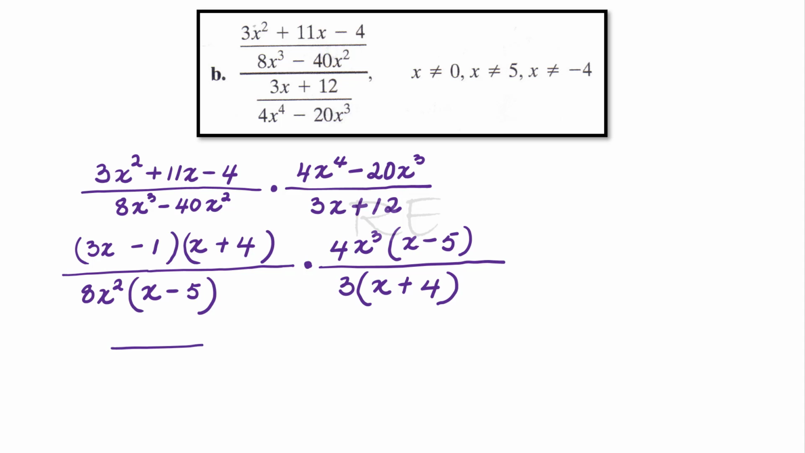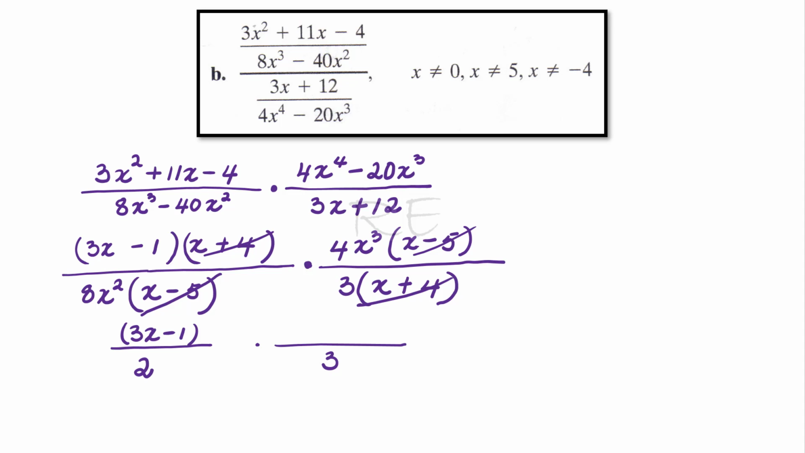We're going to cross cancel before we multiply. X plus 4 over x plus 4 is 1. X minus 5 over x minus 5 is 1. We're left with 3x minus 1 over 3.